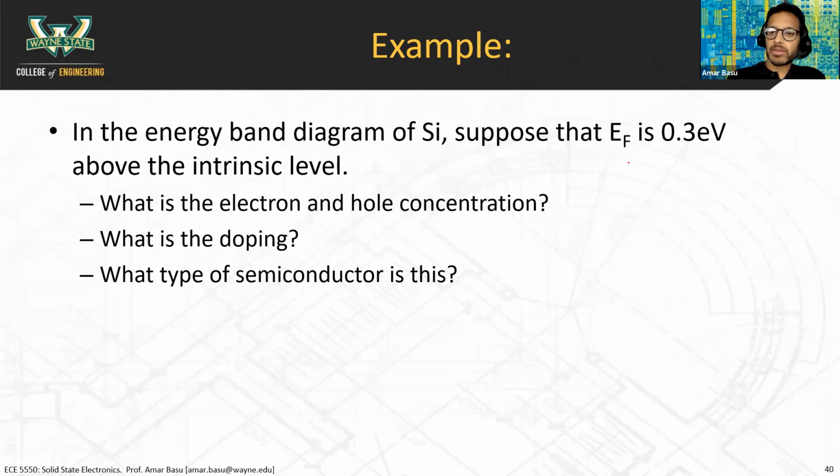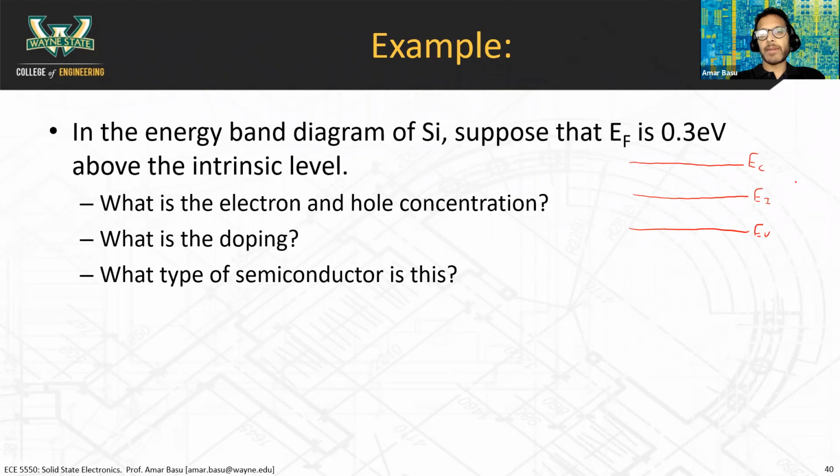So I'll start you off by putting this on here. With our energy band diagrams, we can draw our E sub C, E sub V. Then we can also draw our E sub I, the intrinsic level. And this is saying that the Fermi level is 0.3 electron volts above the intrinsic level. Just to give everyone a sense of scale, this distance is 0.56 electron volts. This distance here is 1.12 electron volts for silicon.